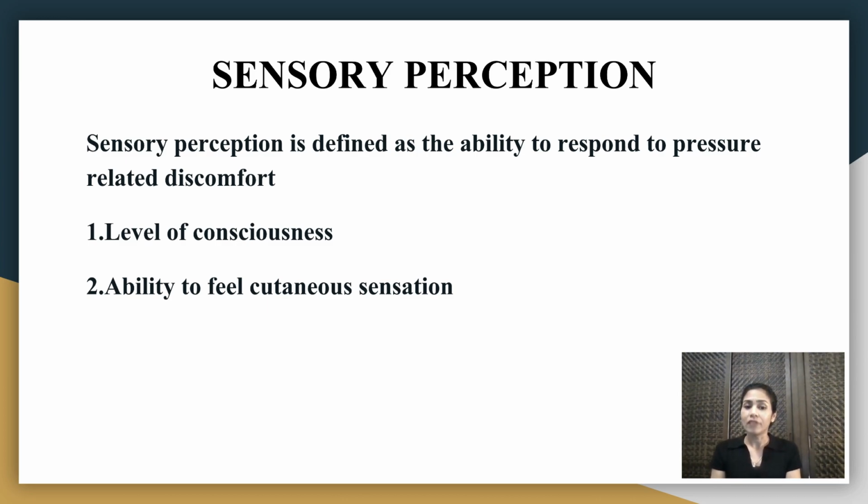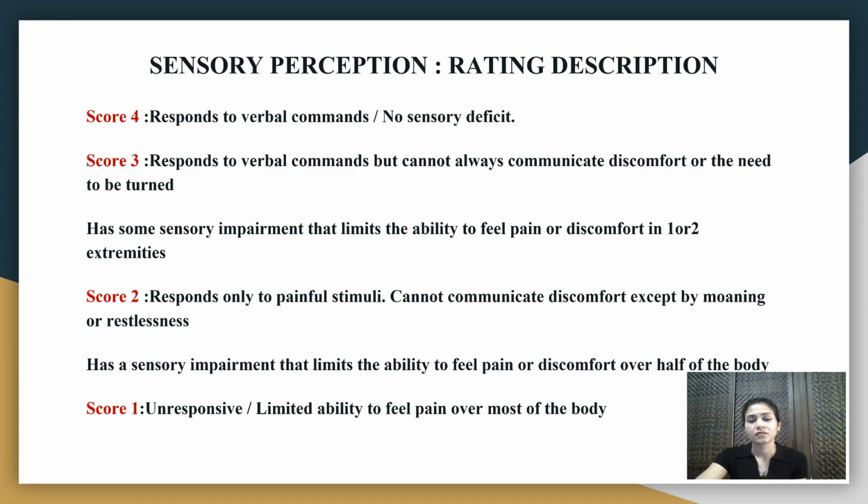And mainly the scoring is depending upon 2 main factors. First one is level of consciousness. That is whether the patient is conscious, semi-conscious or unresponsive. And the second one is ability to feel cutaneous sensation. That is what I explained with an example. So here we can see how to give the score according to the sensory perception of the patient.